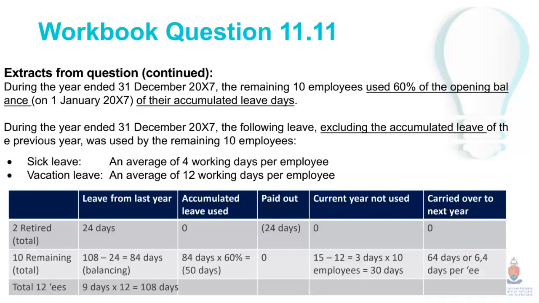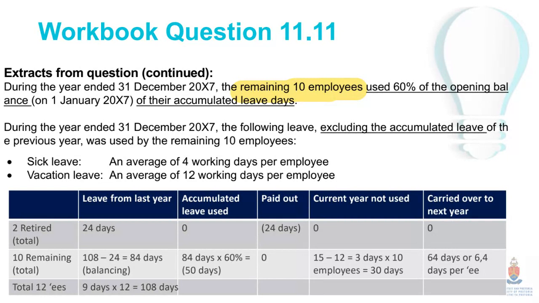Right. So the next statement, statement 7, says the remaining 10 employees. During the year ended 31 December 2017, the remaining 10 employees used 60% of the opening balance on 1 January 2017 of their accumulated leave. So when it says the remaining, what does it tell us about the total number of employees? How many employees came into the year on 1 January? Give me a number.